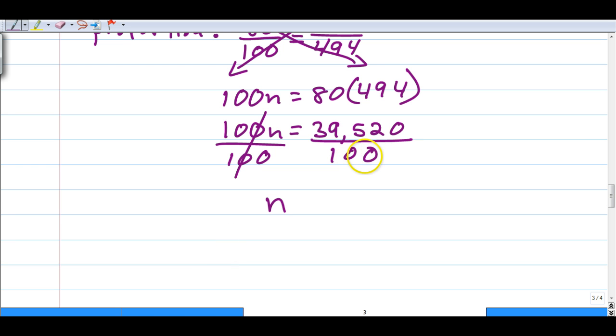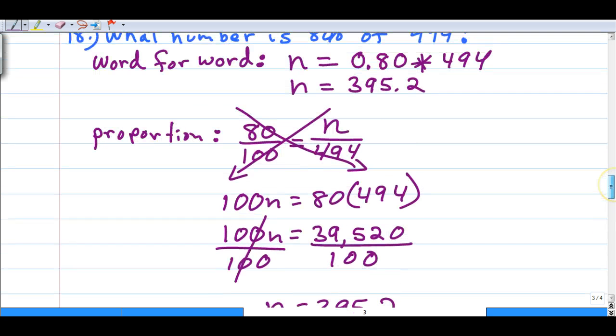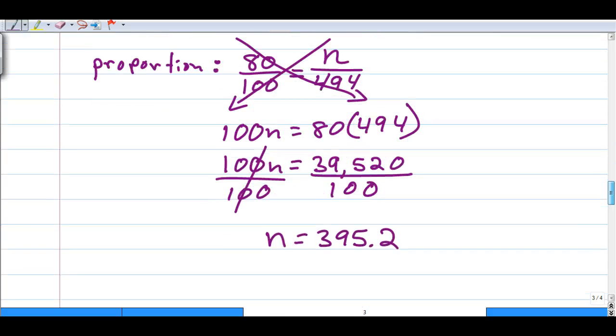Now when I do this, I'm dividing by 100. What I can do is just pull the decimal in, as there's 2 zeros here, pull it in 2 places. So this equals 395.2. The same value that I got when I did the word-for-word conversion.